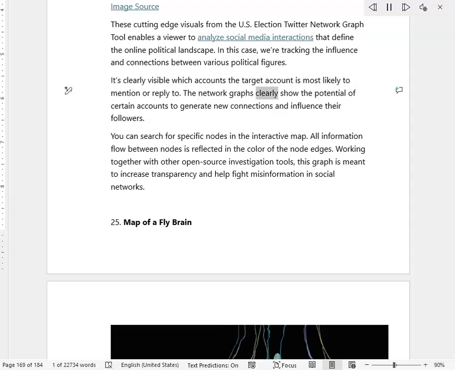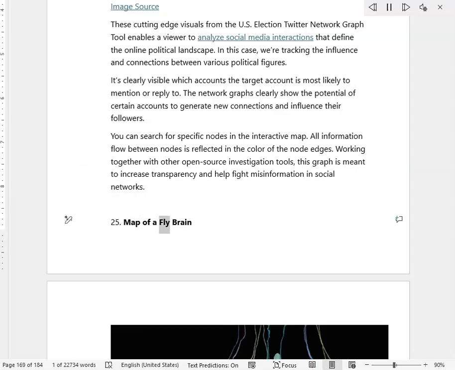The network graphs clearly show the potential of certain accounts to generate new connections and influence their followers. You can search for specific nodes in the interactive map. All information flow between nodes is reflected in the color of the node edges. Working together with other open-source investigation tools, this graph is meant to increase transparency and help fight misinformation in social networks.